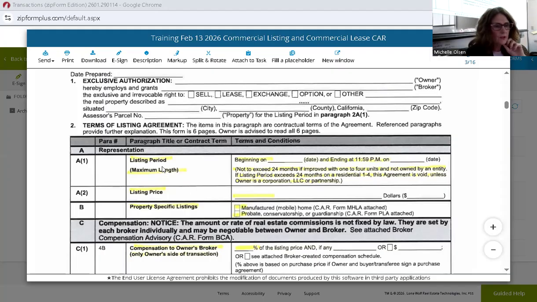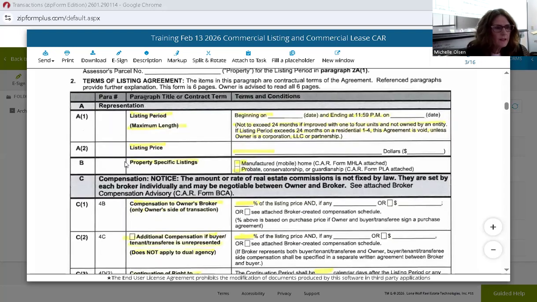So the listing period, this is going to look very familiar from all of the other listing agreements, beginning and ending, not to exceed 24 months if improved with 1 to 4 units not owned by an entity. So this can be a long listing agreement. Most sellers probably aren't going to get on contract with you for 24 months, but at any rate, there you go. Okay, so listing price, make sure that you fill this in.